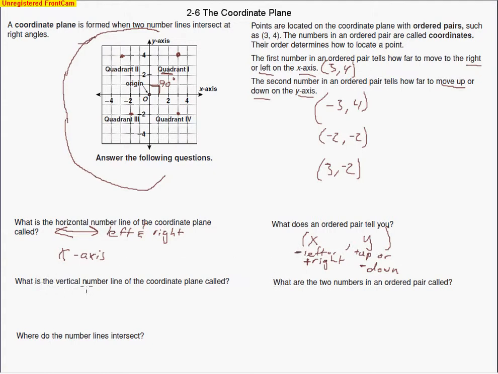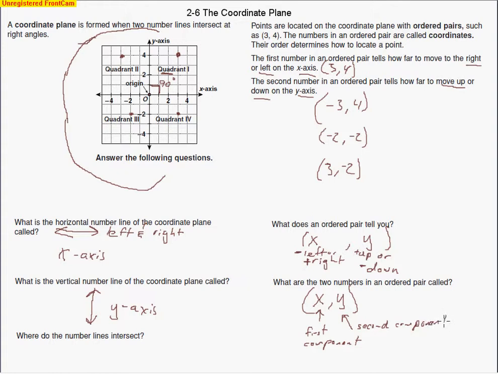What is the vertical number line in the coordinate plane called? The vertical line goes straight up and down. That's the y-axis. It's the second component of the ordered pair. What are the two numbers in an ordered pair called? We have the x and the y value. The x component is the first component, and then the second component is the y component.